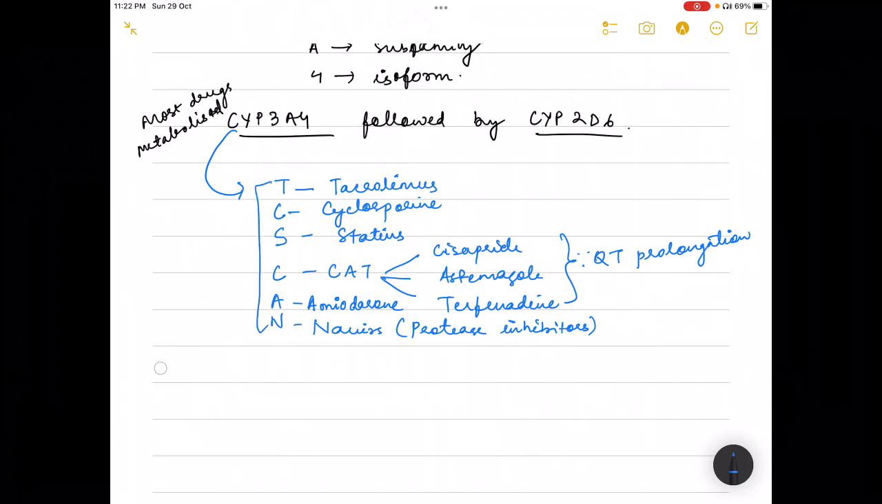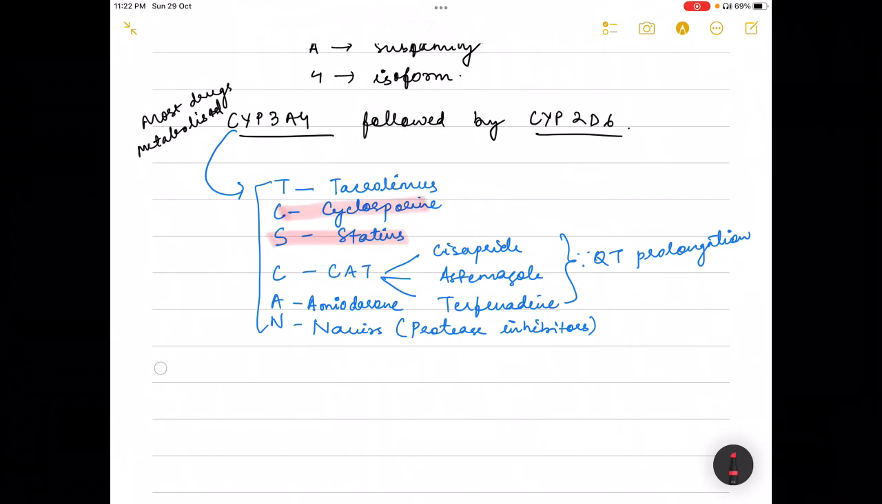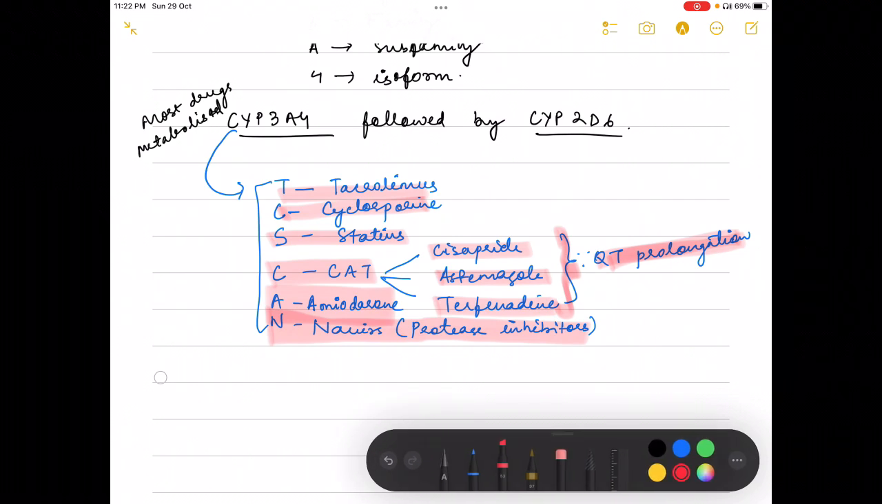It is TCS CAN. So T for tacrolimus, C for cyclosporine, S for statins, again C for CAT drugs. In this CAT, you will remember cisapride, astemizole, and terfenadine. These three drugs prolong the QT interval. Therefore, they have been withdrawn from the market. The other drugs are amiodarone and navirs, that is the protease inhibitors.